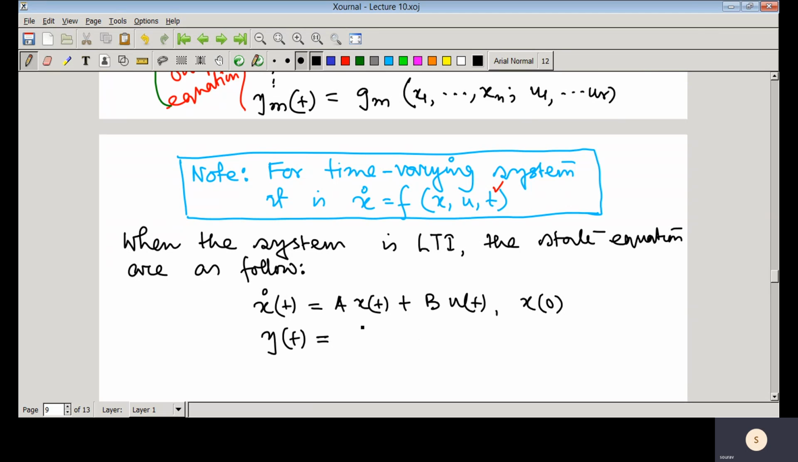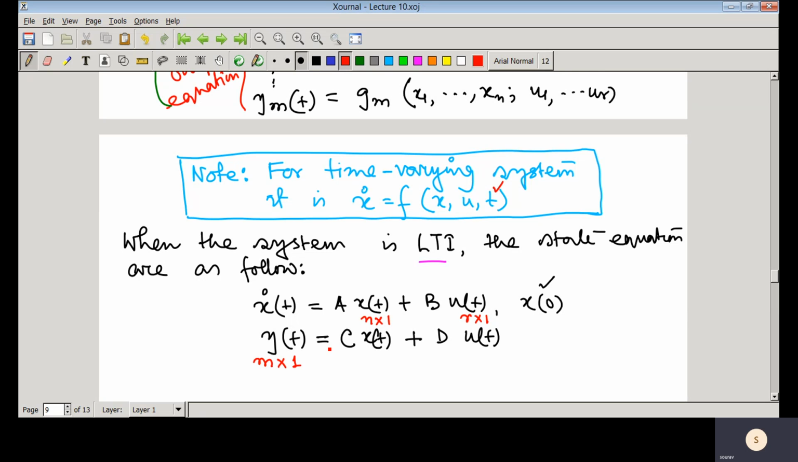Whenever you write a state space equation, do not forget to mention this initial condition, because without the initial condition this representation is incomplete. So this is the representation in matrix form when the system is a linear time invariant system. Now we'll see what its dimensions are. Suppose you have n number of state variables, so this vector is n cross 1, and if you have r number of inputs, this is r cross 1, and if you have m number of outputs, this y would be m cross 1. So these all are vectors.